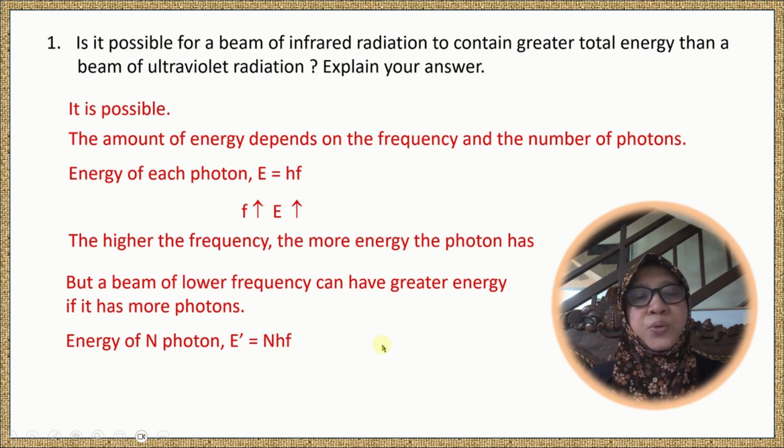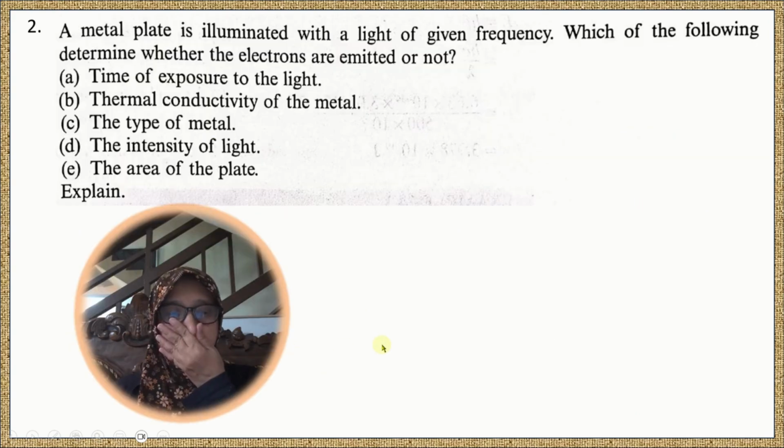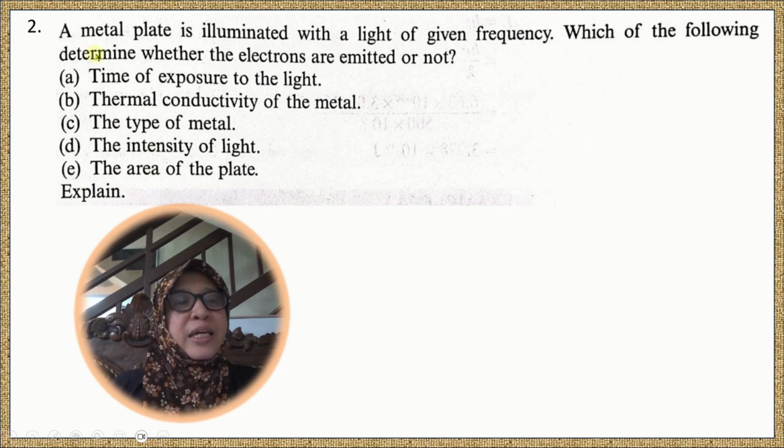Okay, now we go to question 2. A metal plate is illuminated with a light of given frequency. Which of the following determine whether the electrons are emitted or not? We have time of exposure to the light, then thermal conductivity of the metal, then the type of metal, the intensity of light, and the area of the plate. Then explain. So the answer is the type of metal.